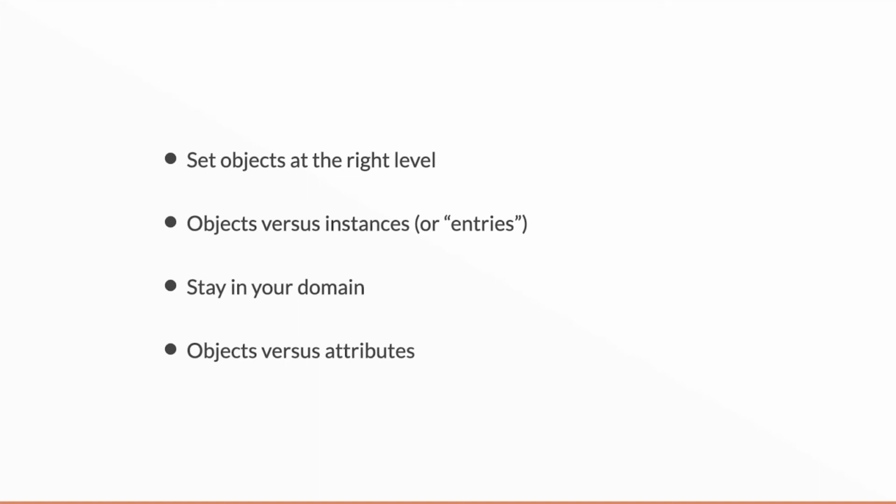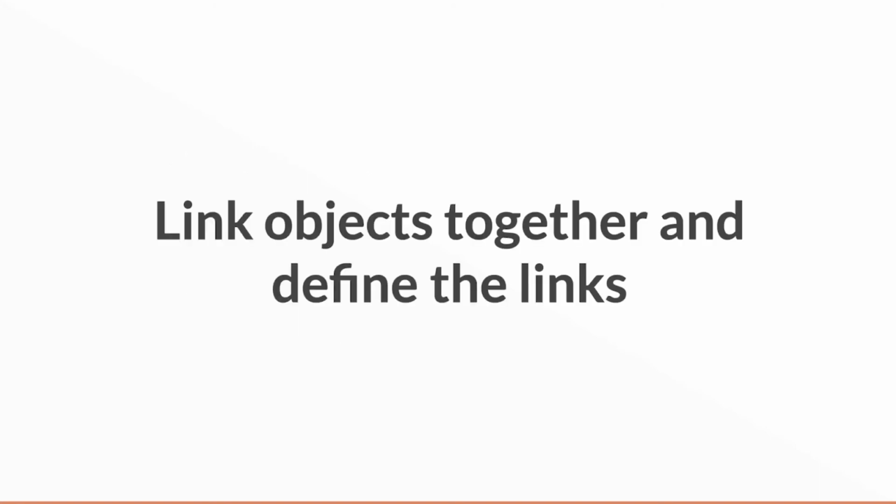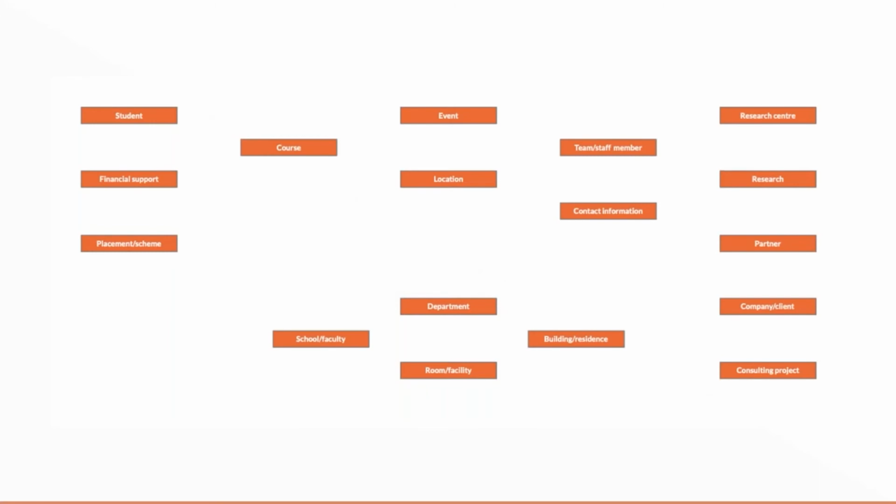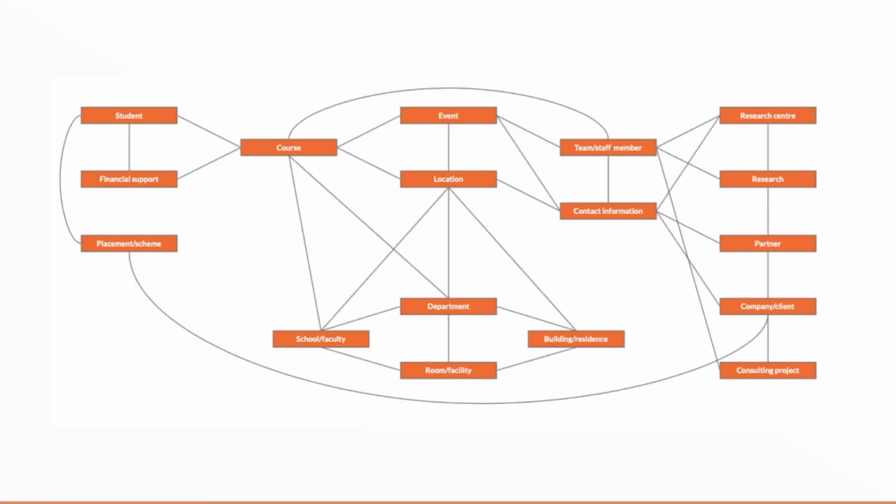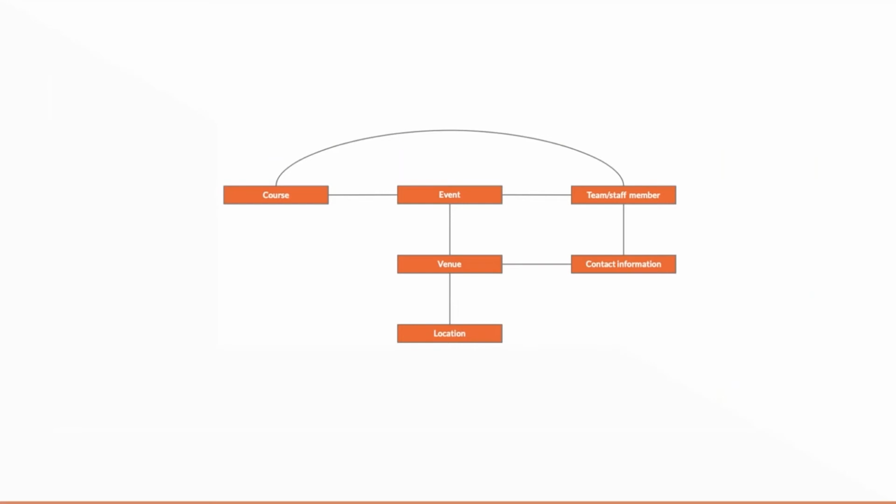So we've got this map, we've got our objects, we want to link objects together and define the links. So we might have some university objects here, and they relate in all kinds of different ways. We know that. So let's just zoom in on this example. We've got an event on there. We've got team/staff member, so that's already an object that's combined a few different roles. And we want to say, right, how do these things interrelate? So let's add some relationships.